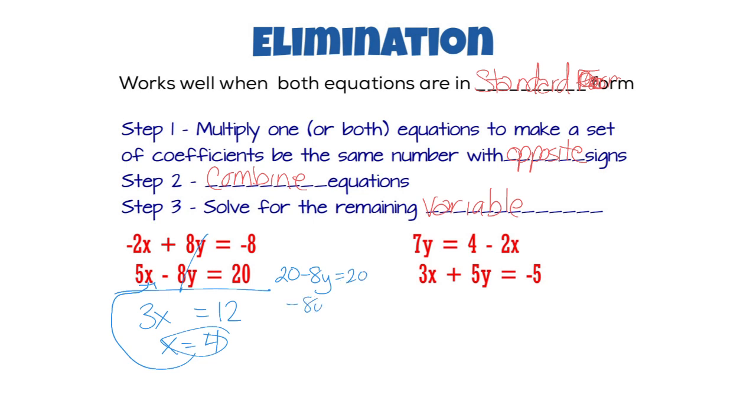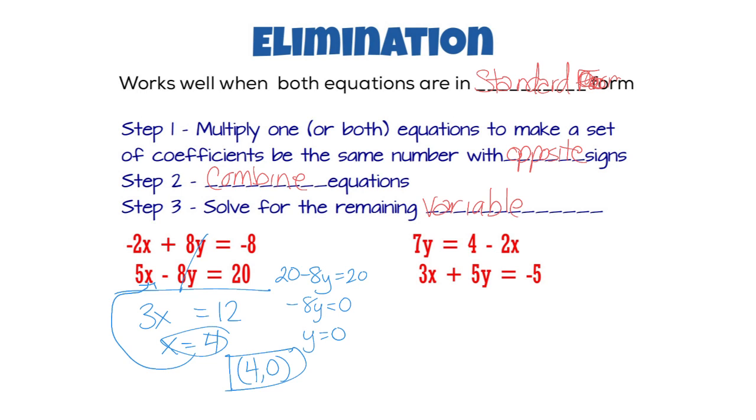Subtract the 20. Oh, this is going to work out nice. And then divide by the negative 8. So you end up with a 0. So your ordered pair, your solution, your x comma y is 4, 0.